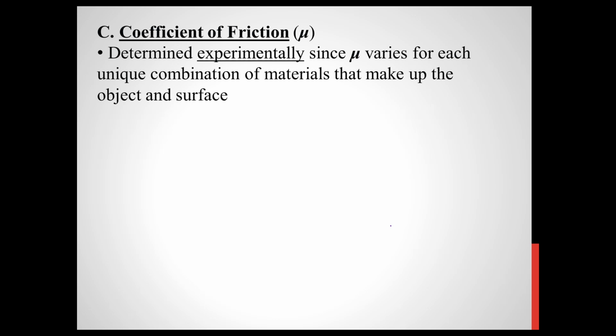I did say determined experimentally. There is a lab performed in Physics 20 where we can experimentally determine the coefficient of friction between two different surfaces. So it is possible to determine it, but it does require an actual experimental setup to figure out what the coefficient of friction value is between different surfaces. But we're not going to worry about that right now. Right now, we'll just be given the coefficient of friction values to play around with in our calculations.